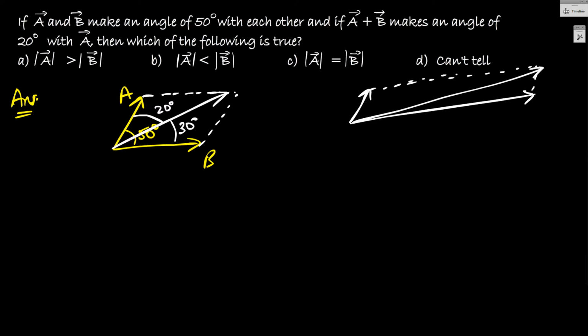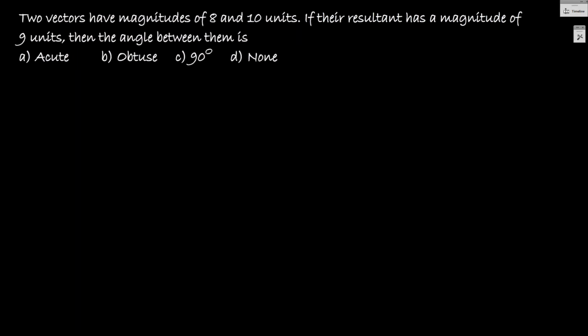Look at this angle, this is a very small angle, and look at this one, it's huge. So the resultant always makes a smaller angle with the bigger vector. Just makes sense, right? It's making 20 degrees with A. So clearly A must be the bigger vector. So this is the answer. Next question, please.